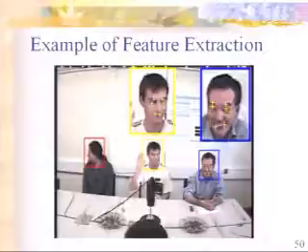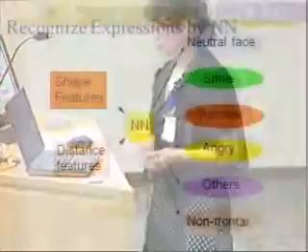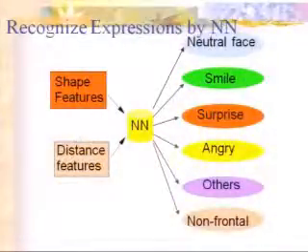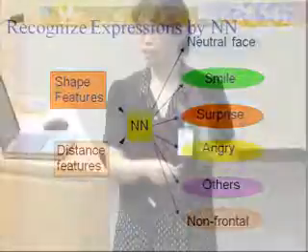Here are some extracted features in that smart meeting room. Detect the head pose, find the features. Then we use these kinds of features to do that. I think this kind of shape feature includes the whole face. We use this shape feature as before and also put in the distance feature, and use the neural network to try to get neutral face, smile, surprise, anger, and others, and also non-frontal.